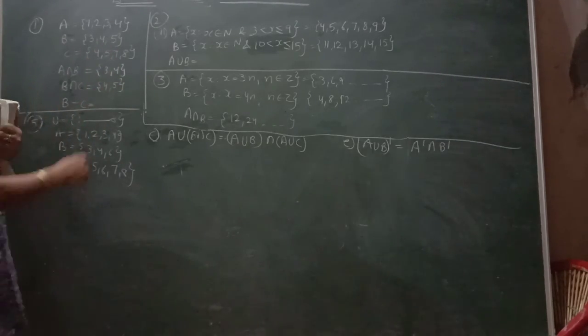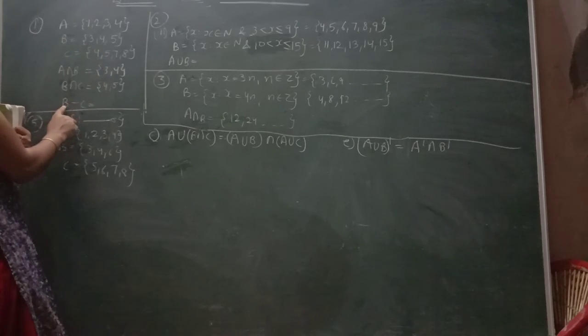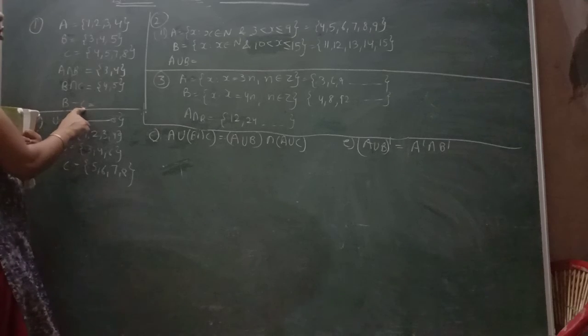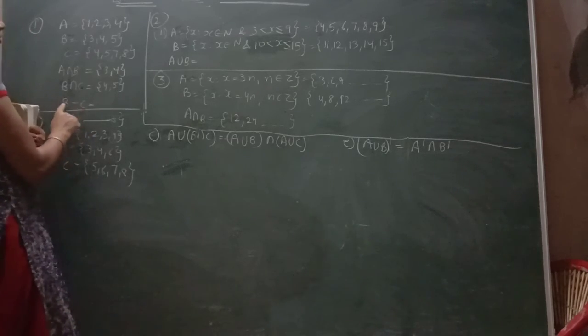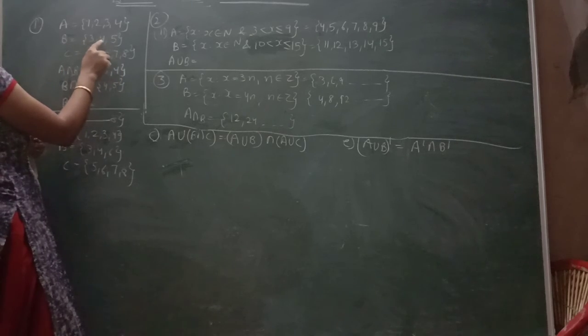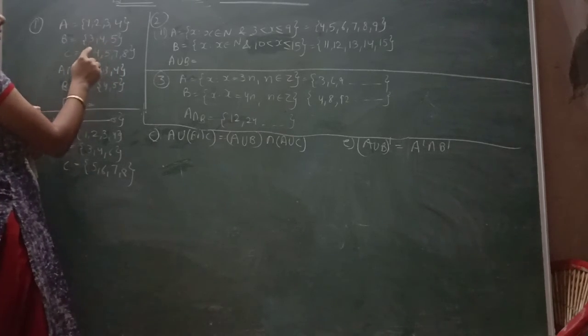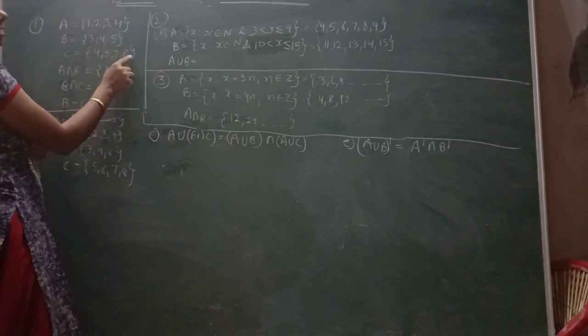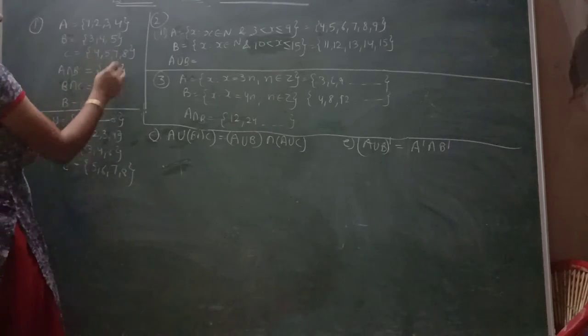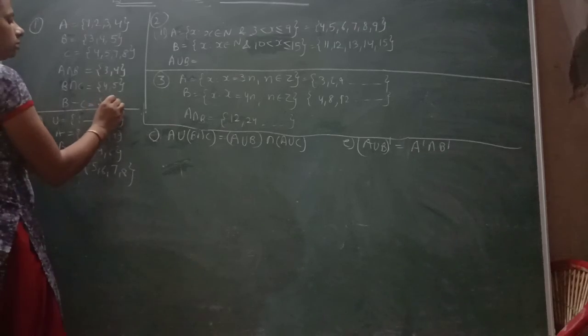And B minus C means you have to write only the elements of B which are not in C. Okay, so here 3 is in B and not in C, and 4 and 5 are also included in C, so they will be cancelled. So you will have here only 3.